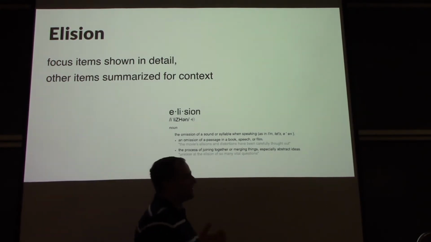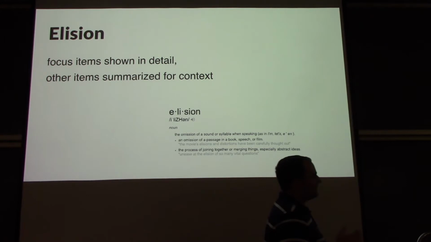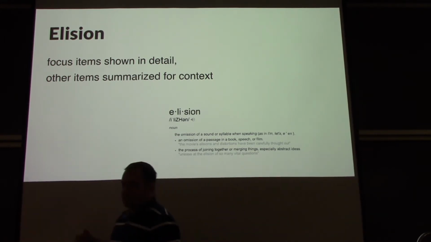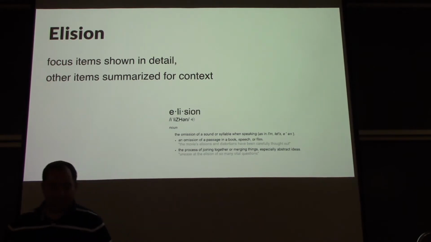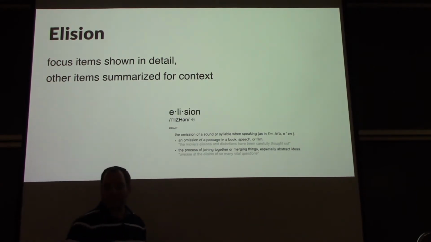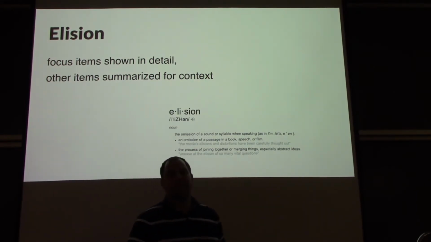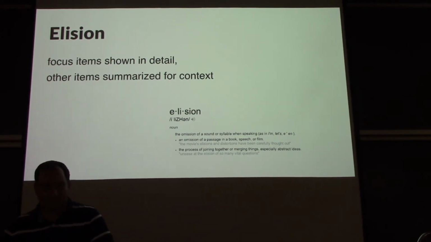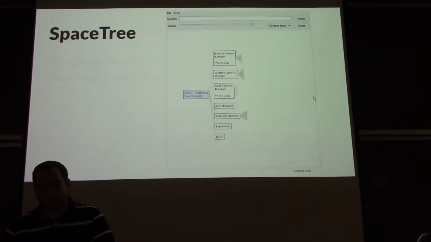If you're not a native speaker, you might not know that word elision. I didn't know it until I learned about it in the context of visualization. This is the omission of sounds or syllables when speaking. So for example, as I'm in instead of I am in. And so this is also kind of the context as we use it in visualization.